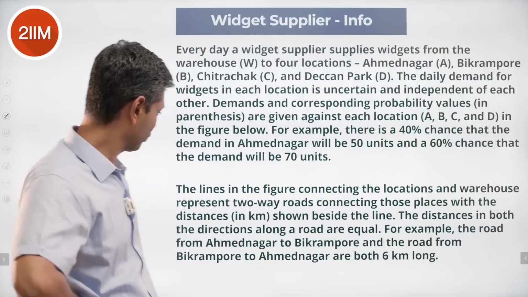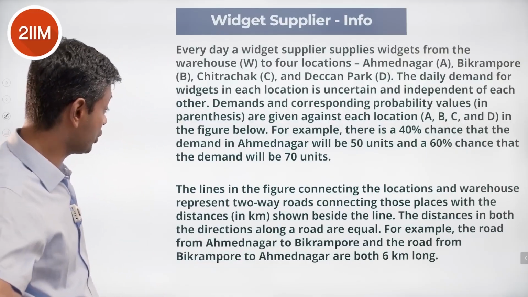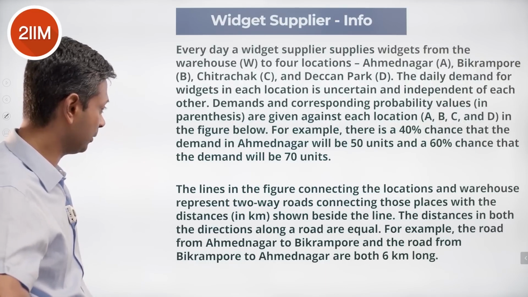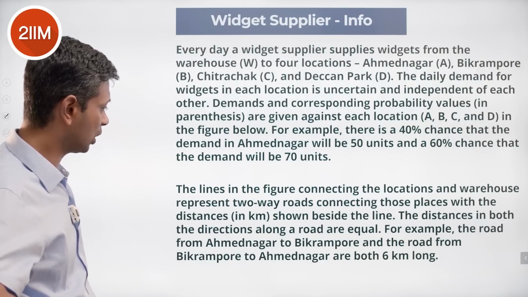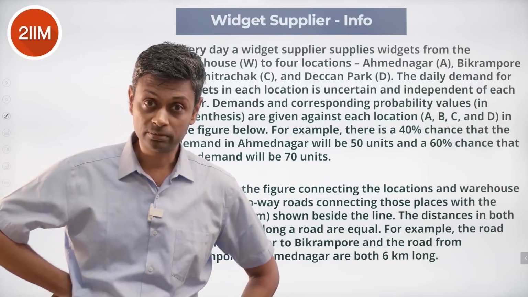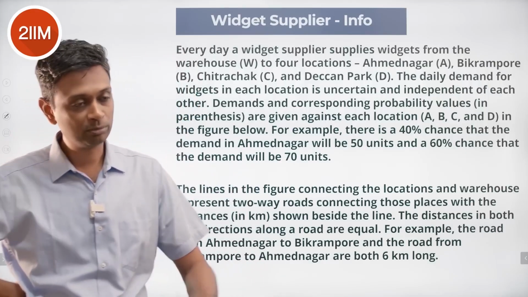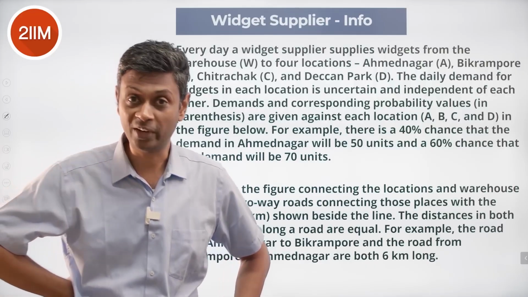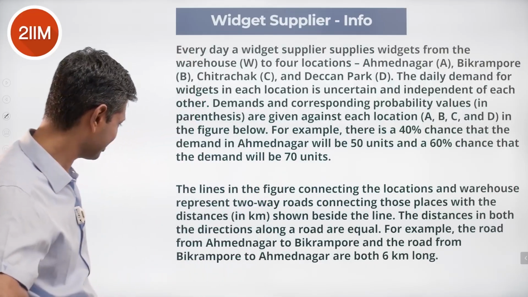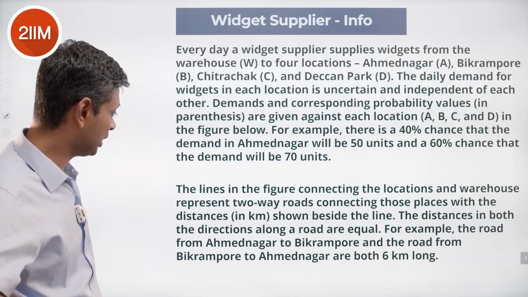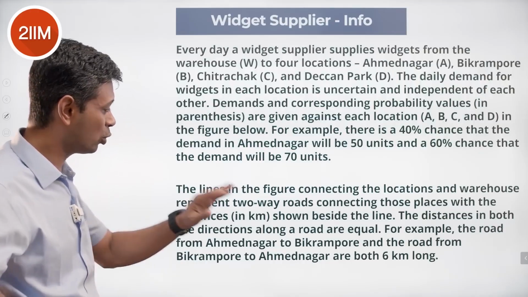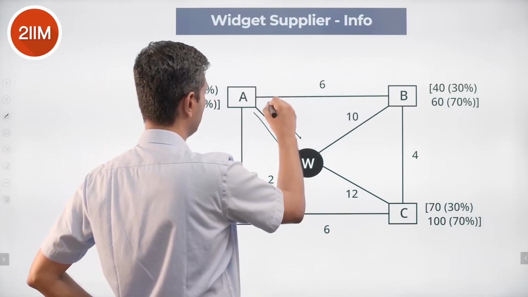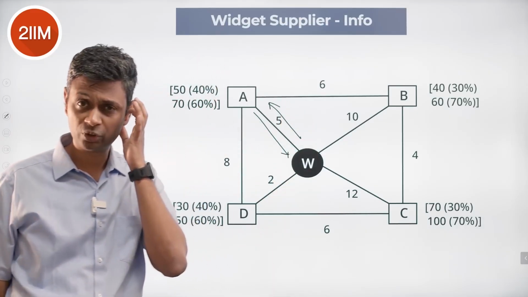Yeah, we understand that. The lines in the figure connecting the locations and warehouse represent 2-way routes connecting these places with distances in kilometers shown beside the line. The distances in both directions along the road are equal. Yeah, so it's not like from Borivali to Kandivali it takes 15 minutes, from Kandivali to Borivali it takes 25 minutes because of one way. So it's not like that. For example, the road from Ahmednagar to Bikrampore and the road from Bikrampore to Ahmednagar are both 6 kilometers long. These are all 2-way roads. You can go this way or this way, and the distance is the same, 5 kilometers both ways.